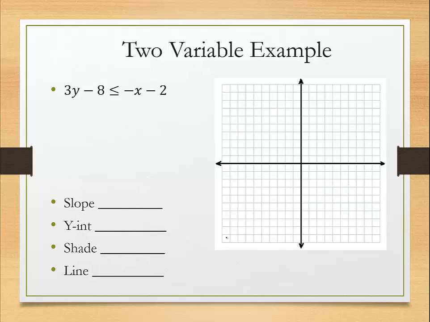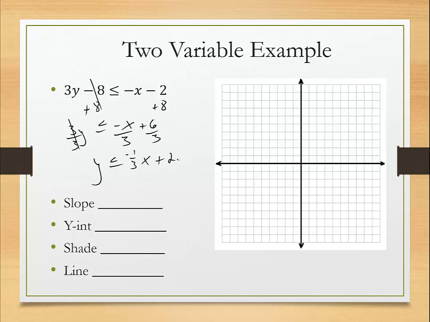There we go. Next. Again, we need to solve for y. So add 8 to both sides. Have 3y is less than or equal to negative x plus 6. And then divide by 3. You'll get y is less than or equal to negative 1/3 x plus 2. So your slope is negative 1/3. Your y-intercept is positive 2. Your shade, it's less than or equal to, so it'll be below. And since it's equal to, you're going to have a solid line.